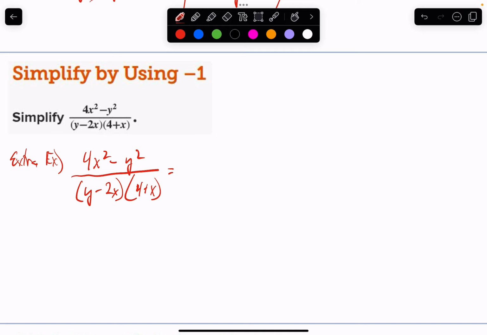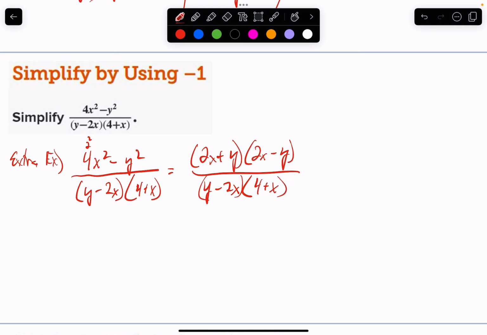This is a difference of squares because 4 is like 2 squared. So I can say 2x plus y and 2x minus y. Square root of the first, square root of the last, one's plus, one's minus, all over y minus 2x times 4 plus x. Well, again, I've got that same thing where the y and the y are in the wrong spot, and it'd probably be this one, right? One's positive, one's negative. And the 2 and the 2, and the problem is the minus is in the wrong place. Okay, they need to switch spots.